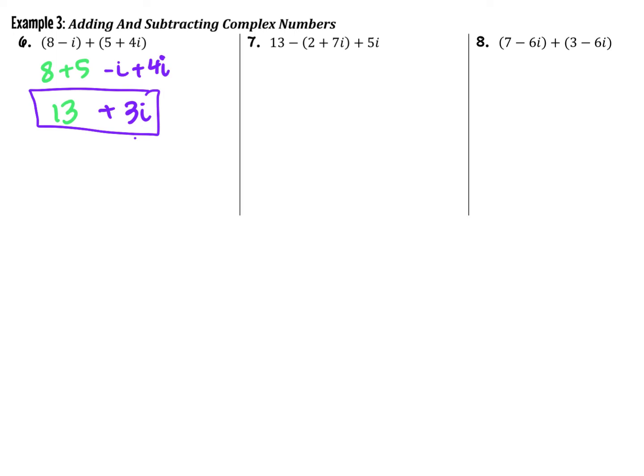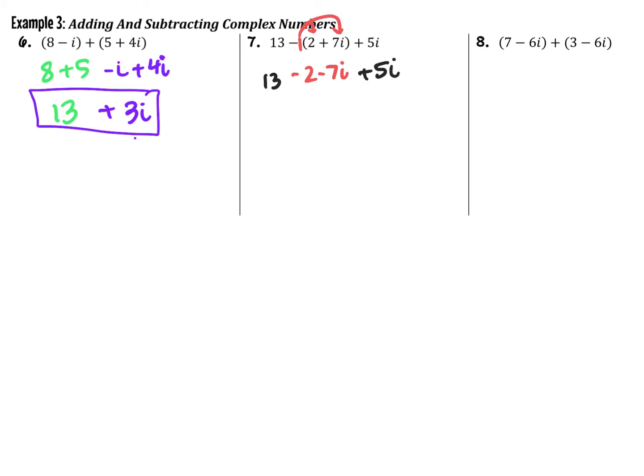Now, if you look at number 7, we aren't adding. What's in parentheses is being subtracted. So we can't just drop the parentheses and combine like terms. We need to appropriately deal with this negative. This negative is really just saying, it's like there's a negative 1 here. We need to distribute that negative. So it's going to become minus 2 minus 7i. And then the 13 isn't changing and this 5i isn't changing.